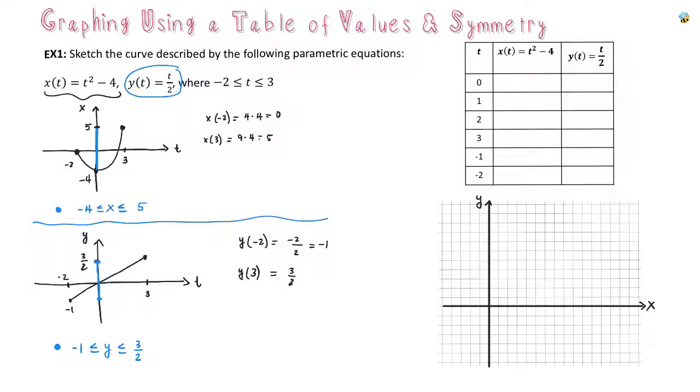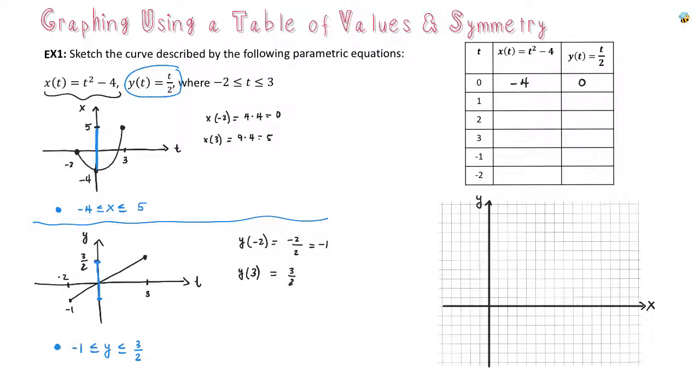I'm going to create a table of values. If you notice, I've chosen values for t when t is equal to 0, 1, 2, and 3. I am going to plug 0 into the equation for x, and then 0 into the equation for y, and I should get that when t is equal to 0, x is going to be equal to negative 4, and y is going to be equal to 0.